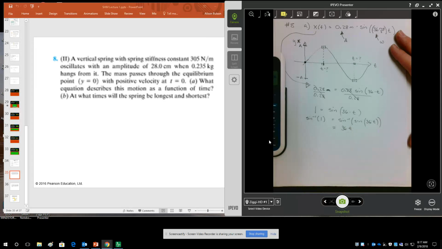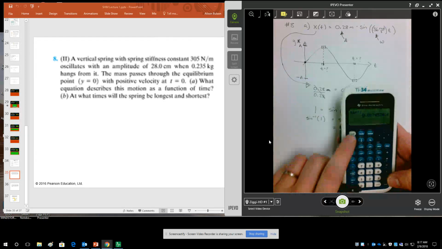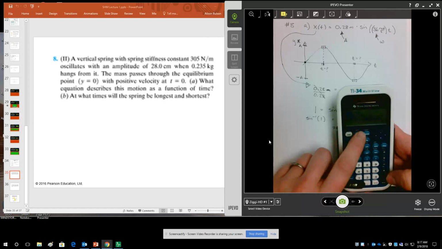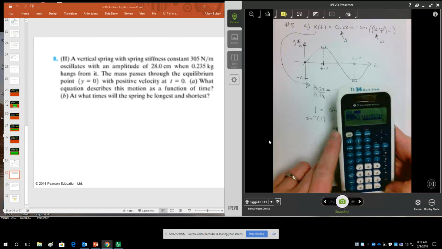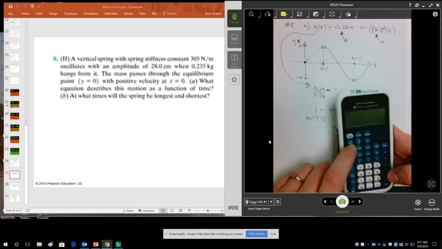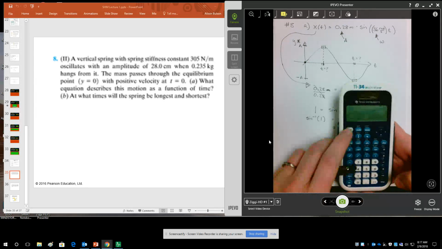This is not going to work because if I say inverse sine of 1, over here I'm going to have an answer that's in degrees, and then on the right hand side I'm going to have a unitless answer. Radians per second times seconds is radians. I can't compare those two. So now I have to figure out how to get my calculator into radian mode, and this is when this actually matters for us. There we go. Okay, I'm in radians now, so let me try that again.